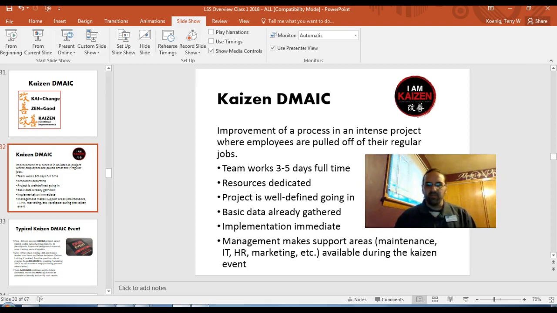And management makes support areas available. This is HR, marketing, IT. Those departments need to know what you're doing. So when you say you have an IT problem, it's not "I'll get to it next week." We're doing this in 3 to 5 days. This is fixed in 20 minutes. It gets top priority. So as a company, you also don't do 20 of these at a time. Depending on the size of your company, you get a team, you do one, knock it out of the park, get a different team, do it again.